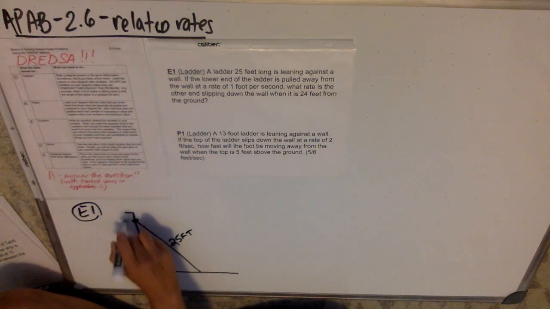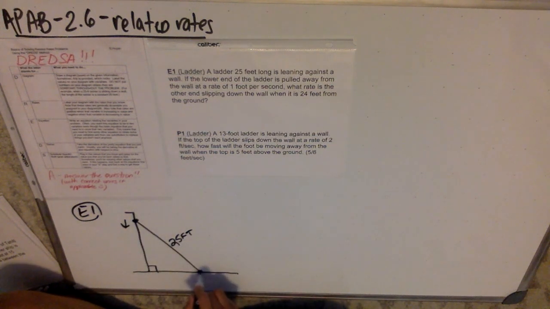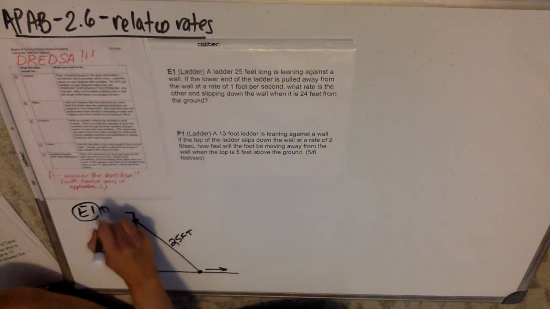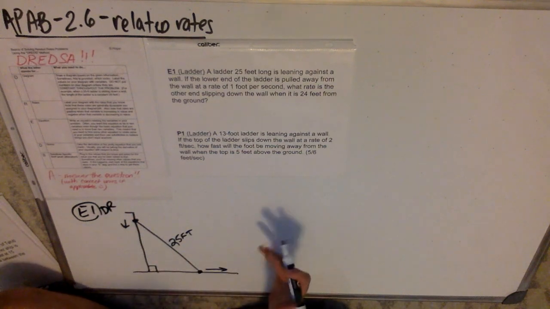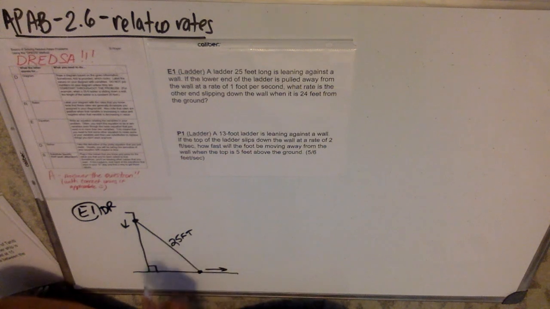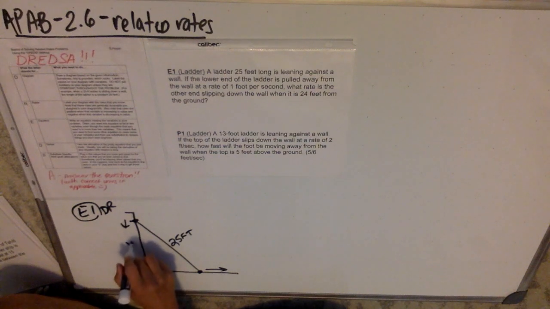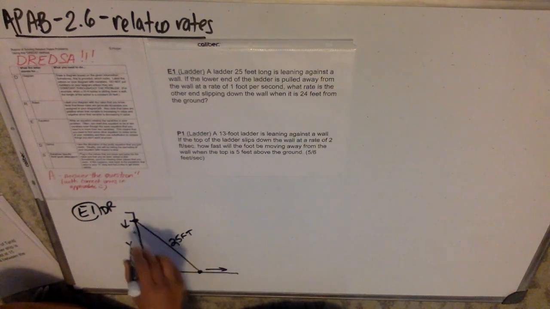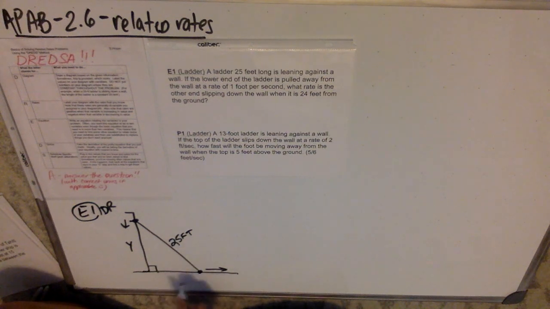I know that the top of the ladder is sliding down and that the bottom of the ladder is sliding out away from the wall. So this is my diagram. I'm going to do my diagram and my rates. Now remember, on my diagram, I need to label the unknown quantities that are changing with a variable. So I don't know how high the ladder reaches up the wall. I'm going to call that quantity y. You could use h if you wanted. I'm going to use y. I also don't know how far the ladder sits out from the wall, and I'm going to call that x.